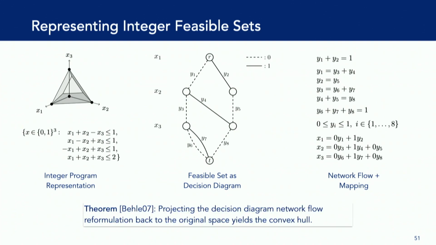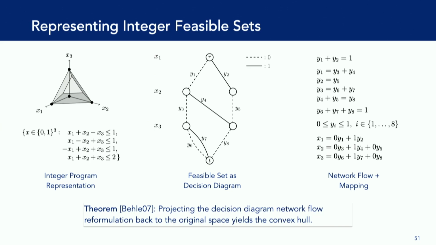And the nice thing is, the result that was already shown by Marcus Bele in 2007 is that this gives you exactly the convex hull of the original space. Okay? So the convex hull of the integer set in the original space can be obtained doing this. And that's a very nice, powerful mapping. And it's powerful because it gives you the convex hull. It is challenging to deal with because the decision diagram can grow exponentially large. But you do not need to do this for all constraints. You can also choose to do this for a subset of the constraints.